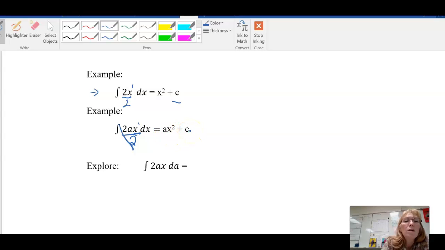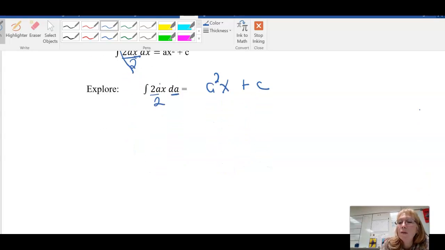All right, try yours. Yours is with respect to a now, so please be careful. You should have added 1 to the a and divided by 2. So you got a squared x plus c. I hope you see the difference, because now I told you which variable to do the antiderivative of.